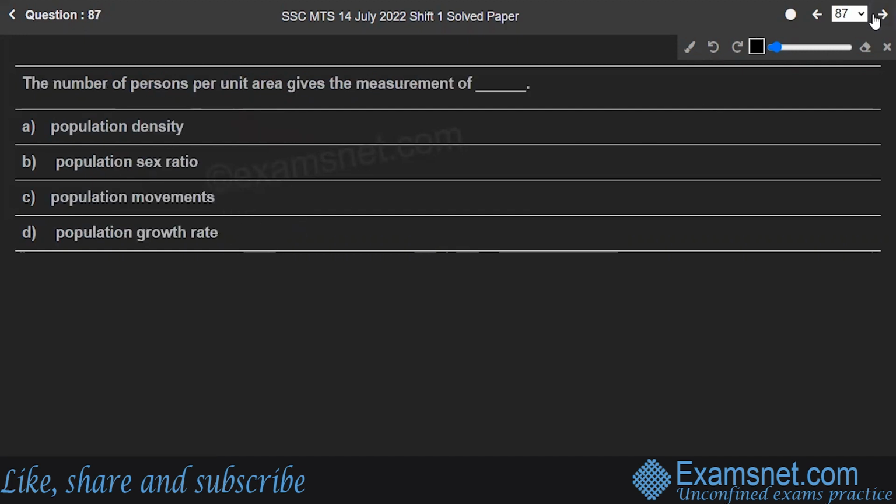Next, question number 87. The number of persons per unit area gives the measurement of population density, population sex ratio, population movements, or population growth rate. Well, the correct answer is option A, population density. It is the number of individuals present per unit area or volume at a given time. There are three forms of population density described in human geography. The number of people living within a specific region determines its population density. So, option A is the correct answer to the question.